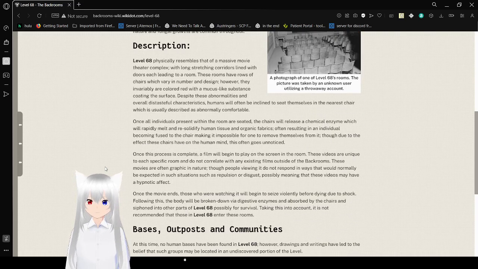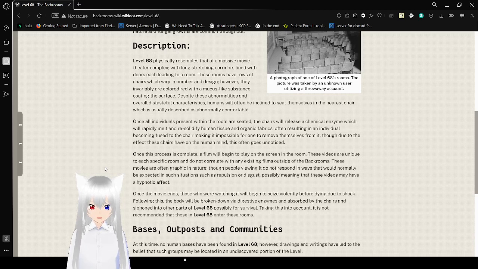Description: Level 68 physically resembles that of a massive movie theater complex, with long stretching corridors lined with doors each leading to a room. These rooms have rows of chairs which vary in number and design. However, they invariably are colored red with a mucus-like substance coating the surface. Despite these abnormal maladies and overall distasteful characteristics, humans will often be inclined to seat themselves in the nearest chair, which is usually described as abnormally comfortable.